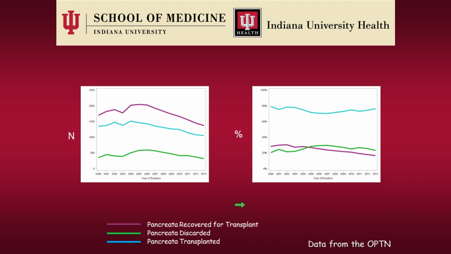When you look at the number of pancreases that were recovered, discarded, or transplanted, on one side you have the numbers, on the other side you have the percentage. So the purple line, which is the number of pancreases that were recovered, is made up of this blue line, which is the ones that were transplanted, and this green line, which is the number that were discarded. And I think you can see that there's this big drop-off in the number that were recovered, much more so than the other two. When you look at the percentage, the number transplanted shows a gradual decline, but mostly it's the number that are recovered that has dropped precipitously.